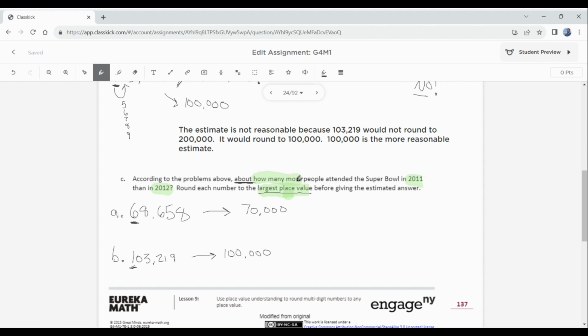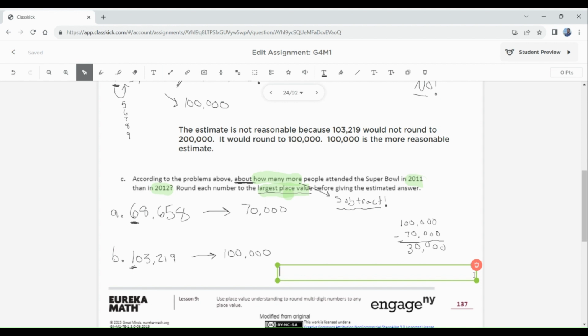Now, when it says how many more, that's a keyword to subtract. Almost always when you read how many more, that means that you need to subtract. So 100,000 minus 70,000. Make sure you line up your place values. And 10 minus 7 here is 3. So about 30,000 people. There were about 30,000 more people at the Super Bowl in 2011 than there were in 2012.